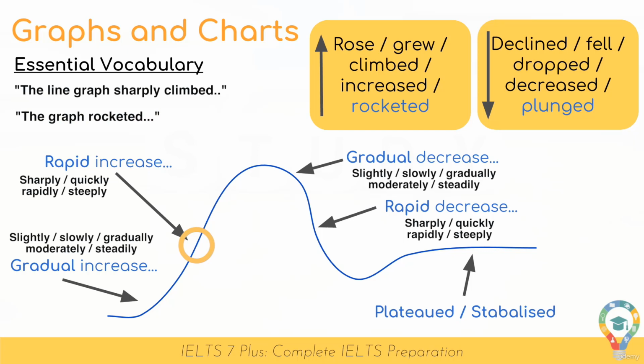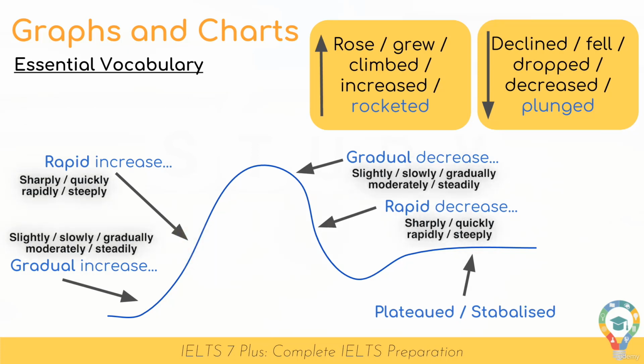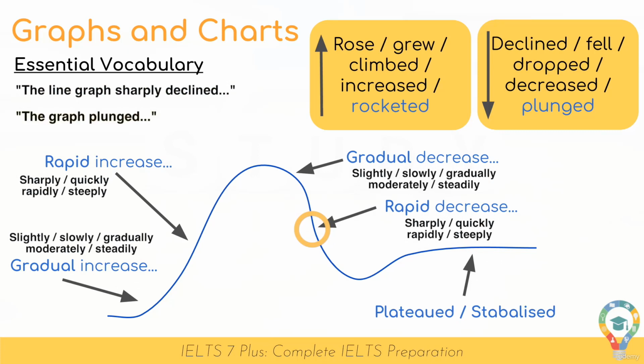The graph rocketed. Let's see examples for a very large decrease. You could write the line graph sharply declined, or you could also say the graph plunged.